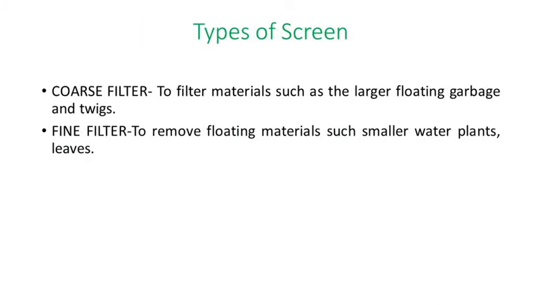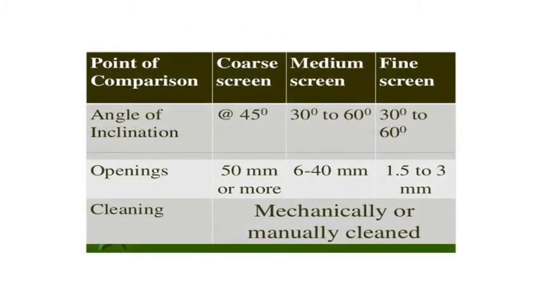So basically the types of screen are the coarse filter and the fine filter. The coarse filter removes larger floating garbage and things, and the fine filter removes floating material such as smaller water plants and leaves. So these are the types of filter used for the removal of solids at the entry of the water treatment plant.